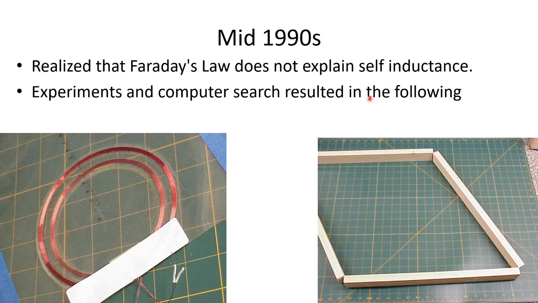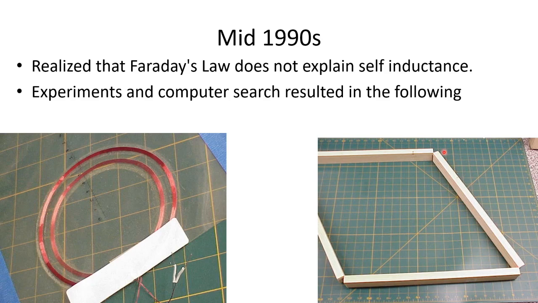In the mid-1990s, I realized that Faraday's law does not explain self-inductance. It explains mutual inductance, and that's what this is. You have two loops of wire, and if you put a changing current in one loop of wire, it'll couple a voltage into the other loop of wire. That's called mutual inductance because it's a mutual coupling between two loops of wire. Self-inductance is a loop of wire that couples to itself. Faraday's law does not explain that. You end up with a division by zero and no result.